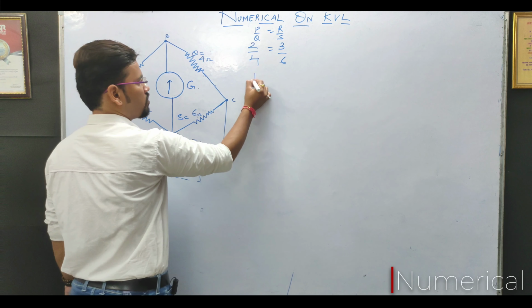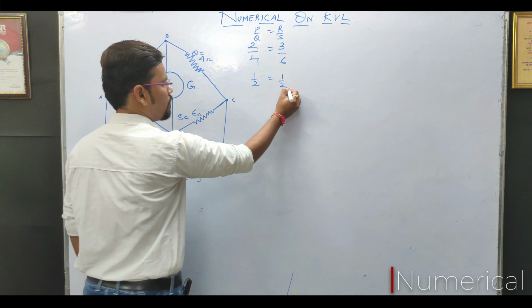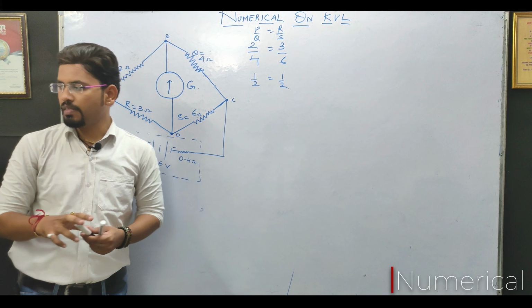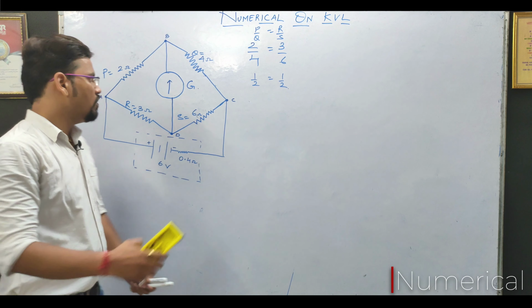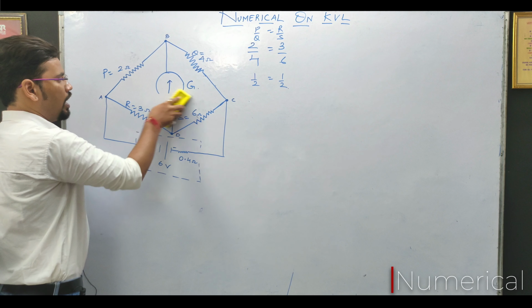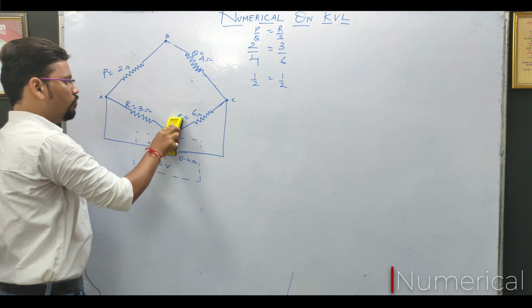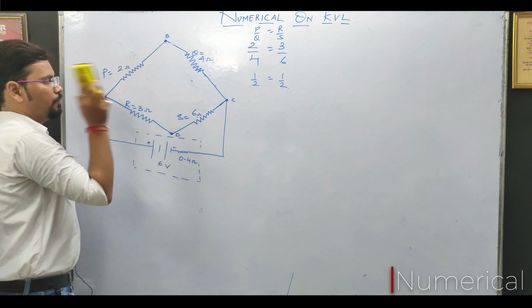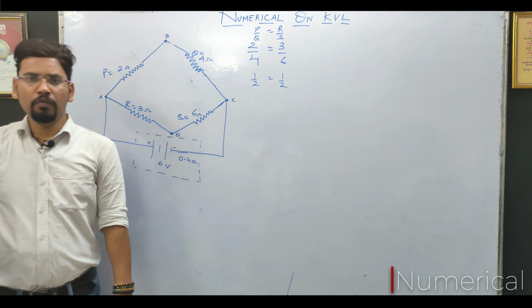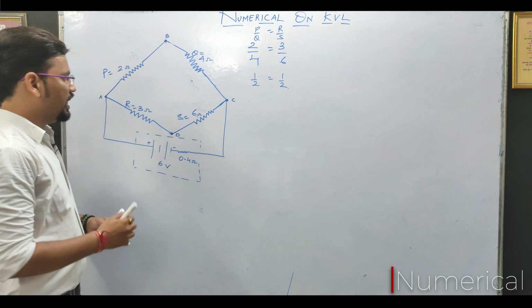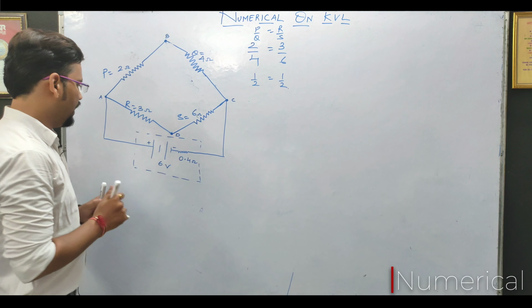So 2 upon 4 is also 1 by 2, 3 upon 6 is also 1 by 2, means the Wheatstone bridge is balanced and no current will flow through the middle arm, means across the galvanometer, and the galvanometer will show zero deflection. So we can remove the galvanometer from the circuit as no current will flow through it.